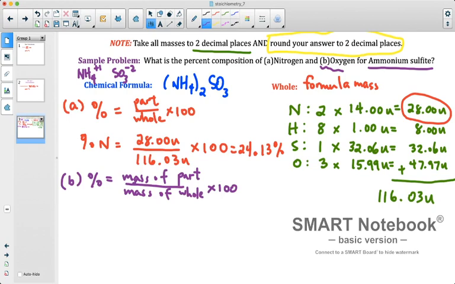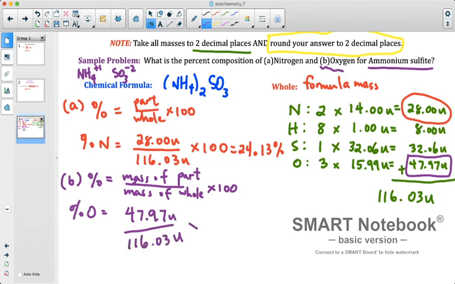And this one's specifically going to be for oxygen. So if I check what I did to find the whole, or the formula mass, it says that oxygen's part is really 47.97 atomic mass units. So I'm just going to put that on the top. I'm going to divide by the whole, which happens to be 116.03 atomic mass unit, and I'm going to multiply everything by 100. When I put it into my magic calculator, I end up getting the percent composition of oxygen to be 41.34, and the unit happens to be percent.